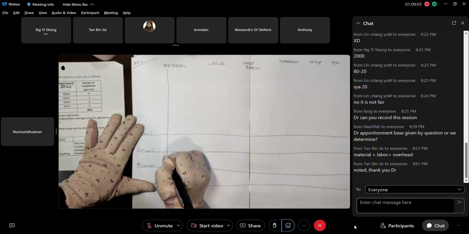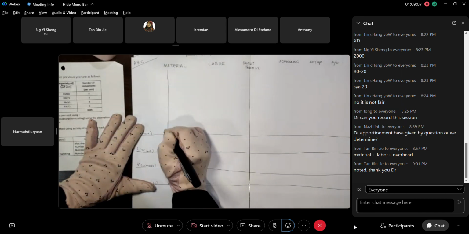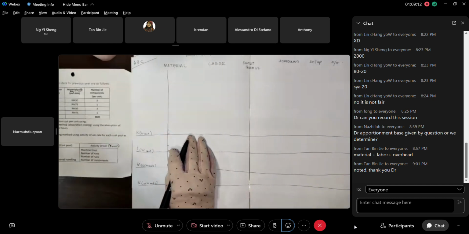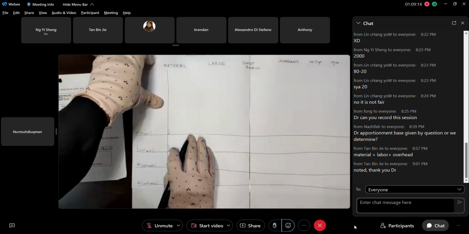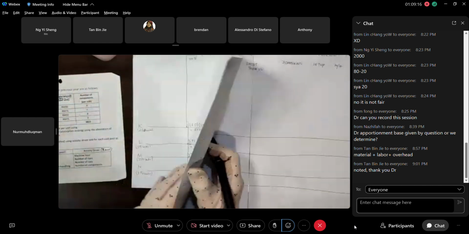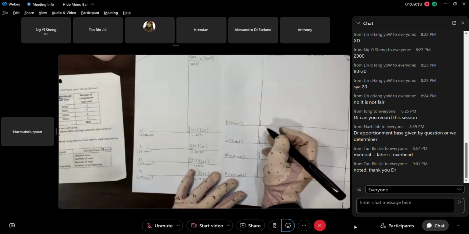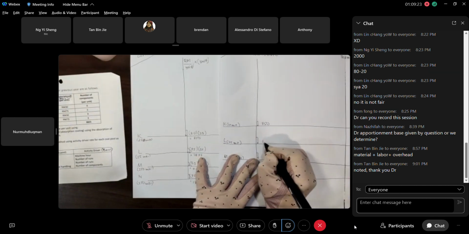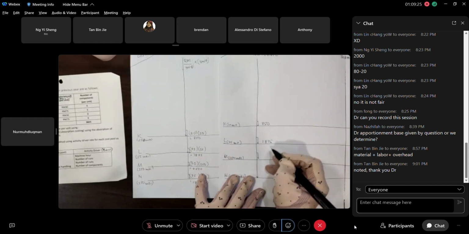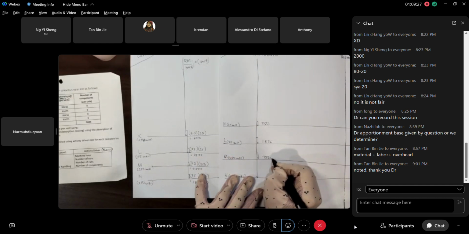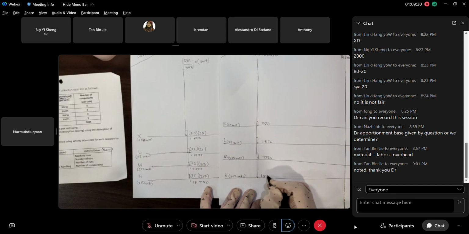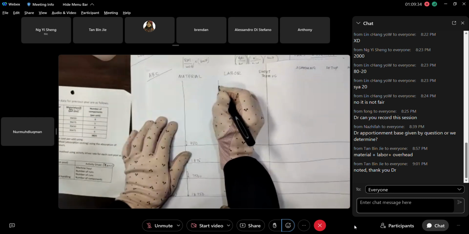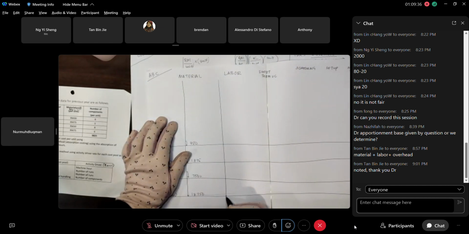Material we have calculate already. So tak payah kira lah. Salin sahaja. Okay, berapa tadi nilai dia? Ini salin 750. 750. 1875. 7500. 18750.